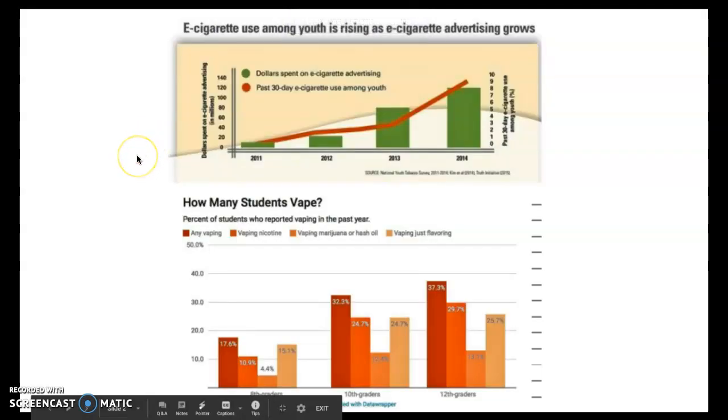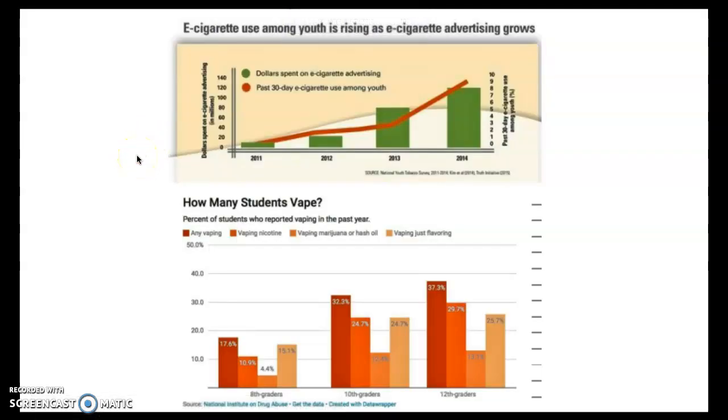So, anytime we have a graph, you always have to look at what it is actually showing us, or what it is actually talking about. So, when I look at this first one, the title is "E-cigarette use among youth is rising as e-cigarette advertising grows."